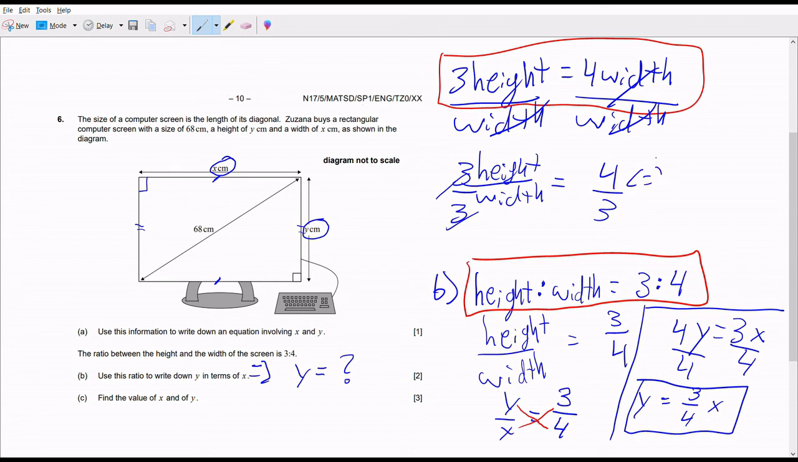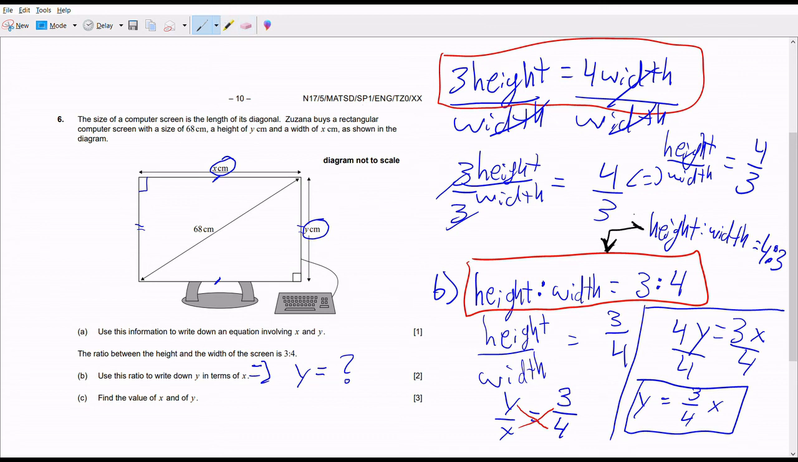And we end up with height divided by width equals 4 over 3. Okay? And if we use the ratio method, it ends up like this, which is actually very different to what we had in part B. Okay? This explanation here is just to show that it's important that you set up the problem in this manner.